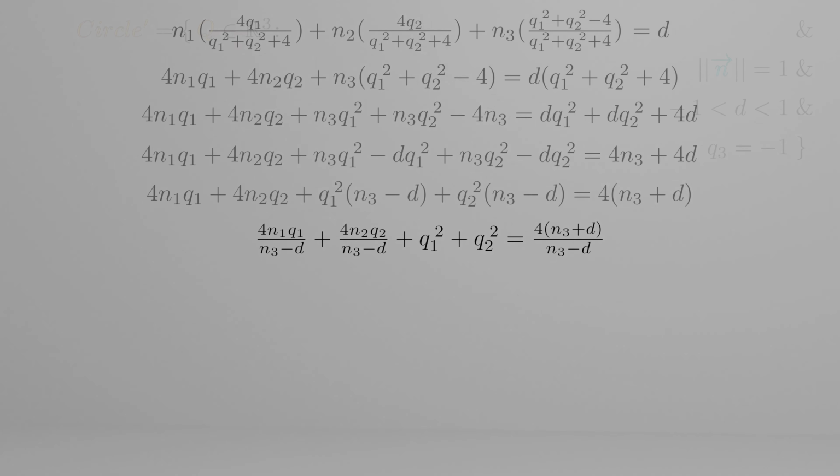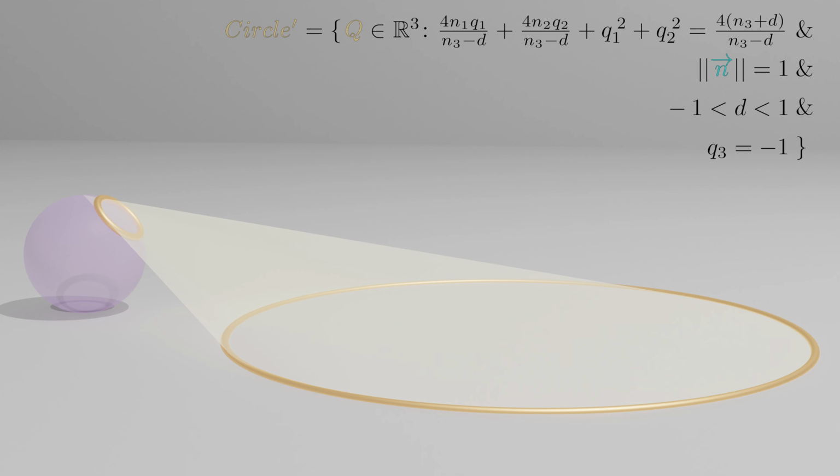Hold up, let's stop simplifying for now. We just divided multiple parts of our equation by n3 minus d. Therefore, if we let n3 minus d equal 0, we would encounter division by 0 errors in our equation.